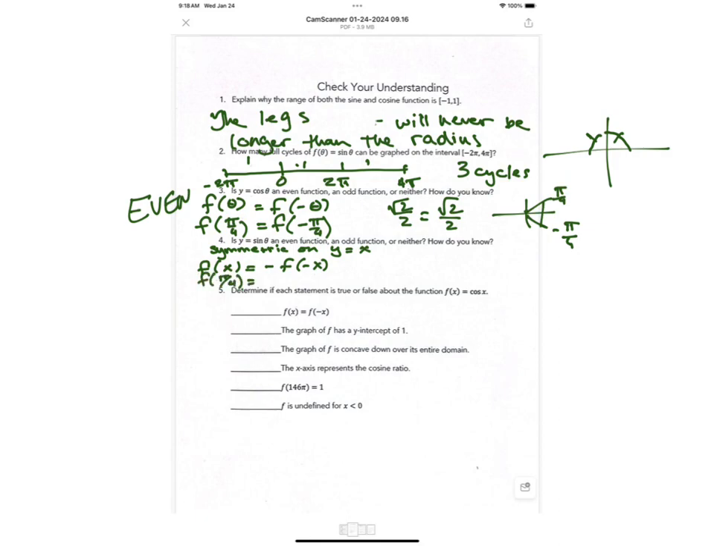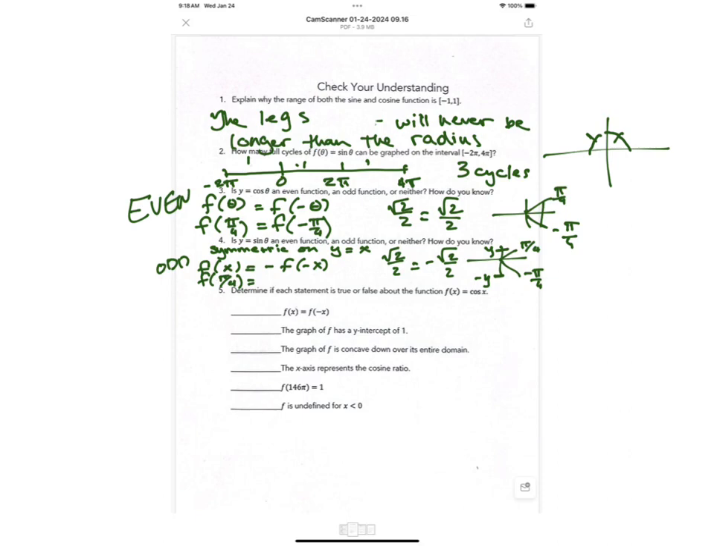Sine of pi over 4. That's positive square root 2 over 2. How about sine of negative pi over 4? Negative square root 2 over 2. Right? That's the y value. One's positive, one's negative. They're the same but opposite. That means that the function is odd. Questions on that? Super good work right here.